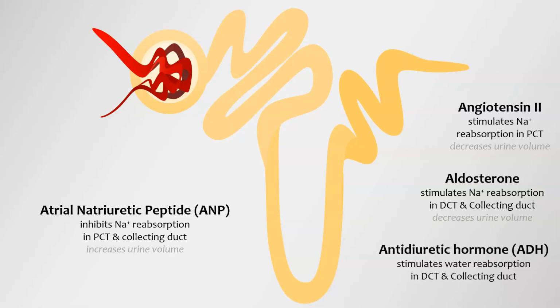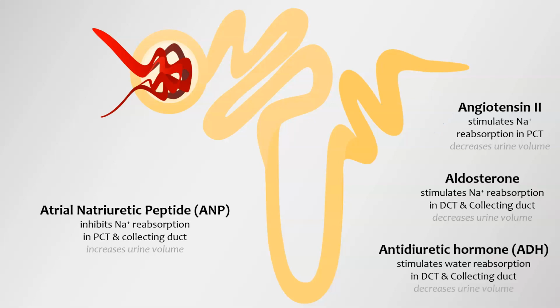This last hormone does not target sodium reabsorption. Instead, it affects water reabsorption. Antidiuretic hormones stimulate cells in the distal convoluted tubule and collecting ducts to add water channels to facilitate facultative water reabsorption. By moving water out of the filtrate and into the blood, urine volume decreases.